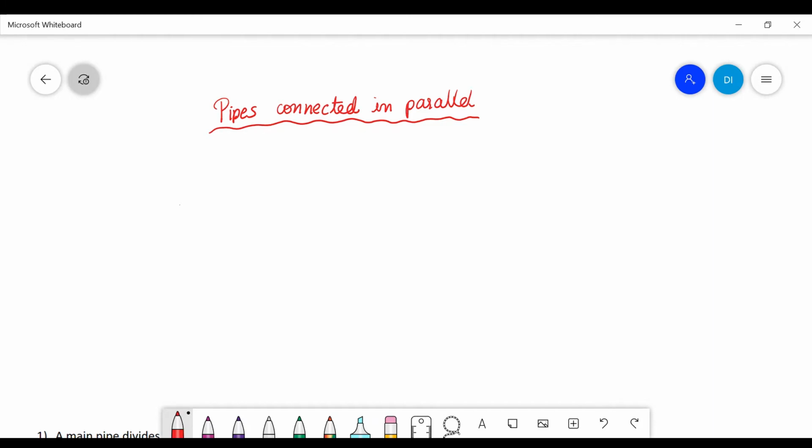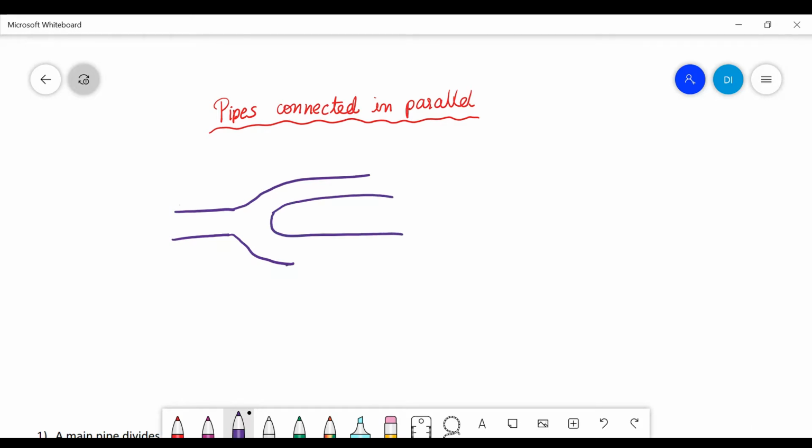Today we are going to discuss the topic pipes connected in parallel. In fluid mechanics, pipes are said to be in parallel when they are so connected that the flow from one pipe branches or divides into two or more separate pipes, and then it can reunite at similar points.